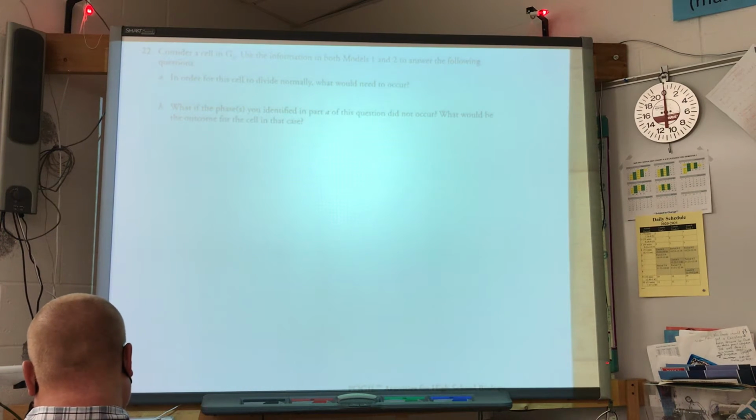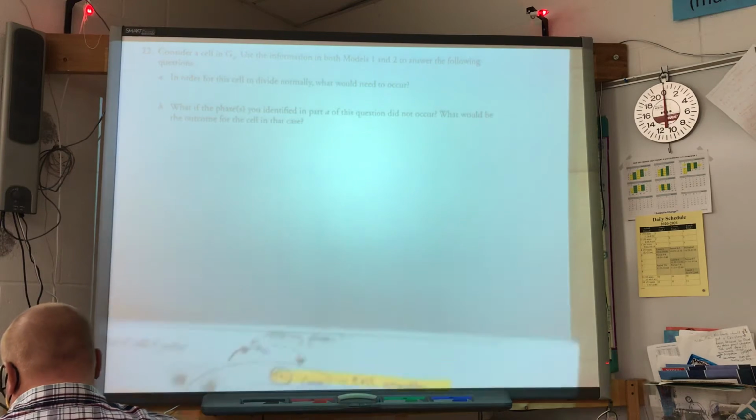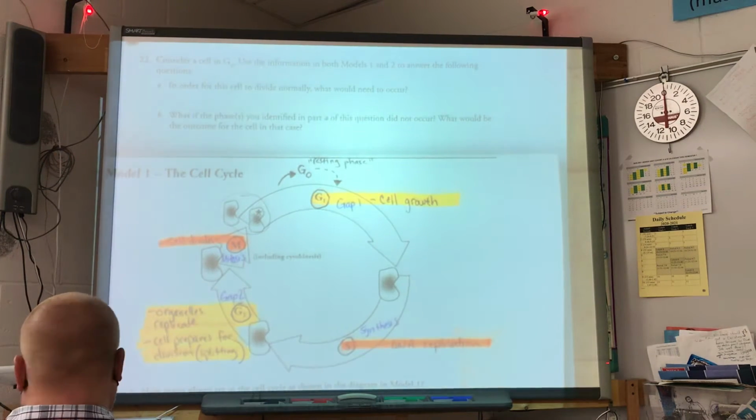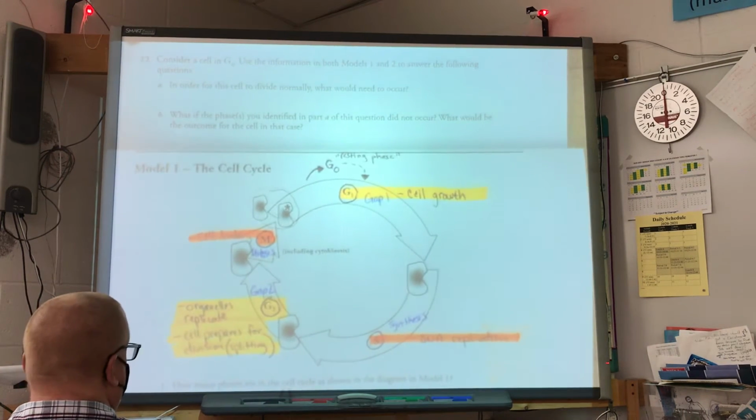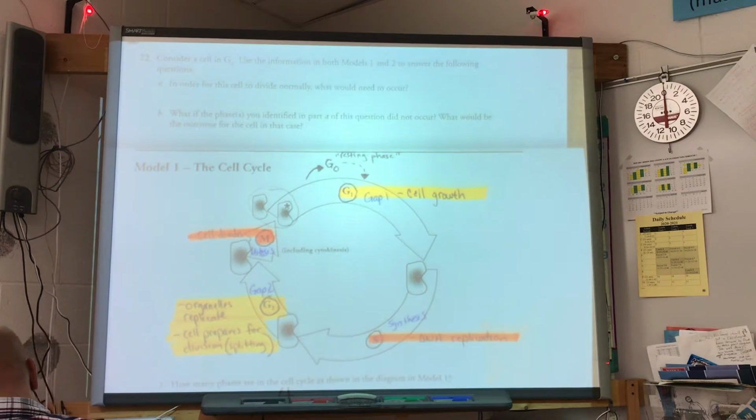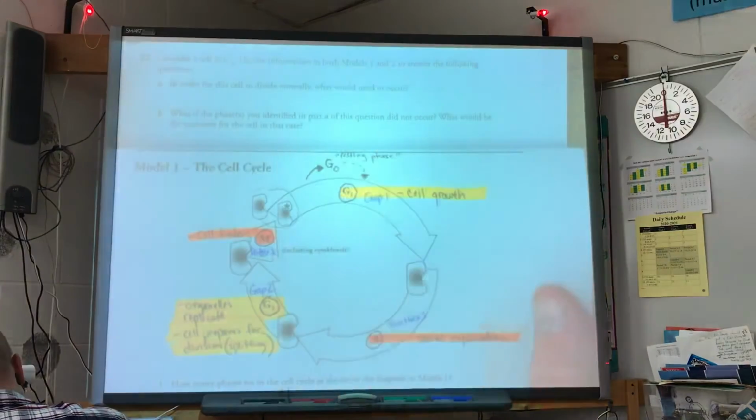So if a cell is in G0, they're in this resting phase, they exited G1, they're just kind of doing their everyday thing. If it were to divide, it would have to re-enter G1 to complete that cell cycle. Did you go through the division process?